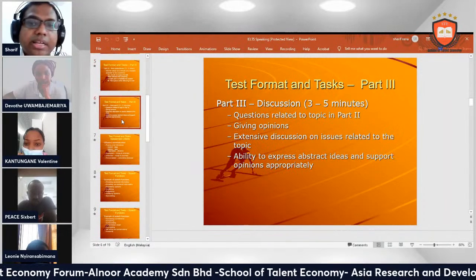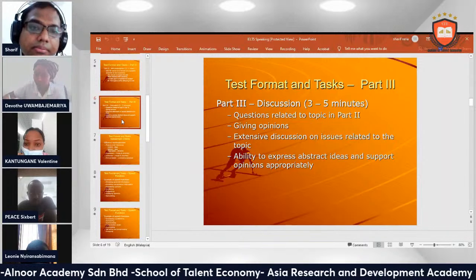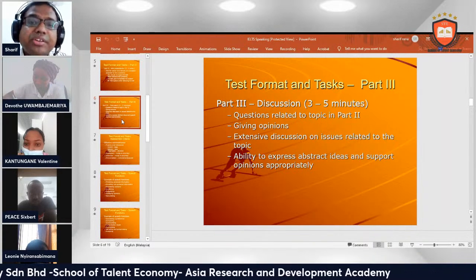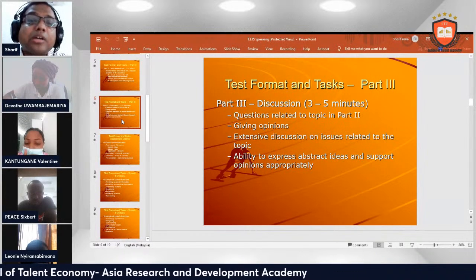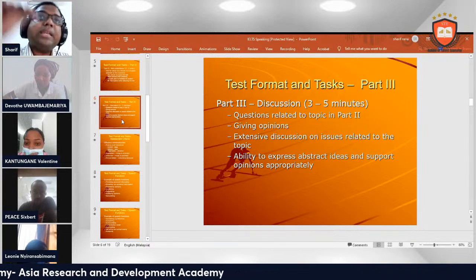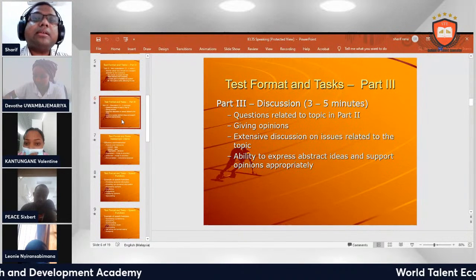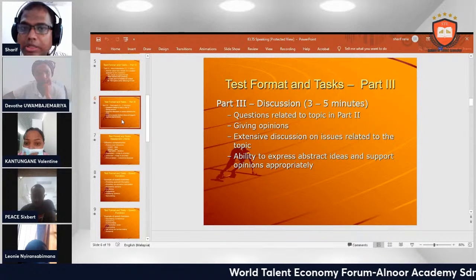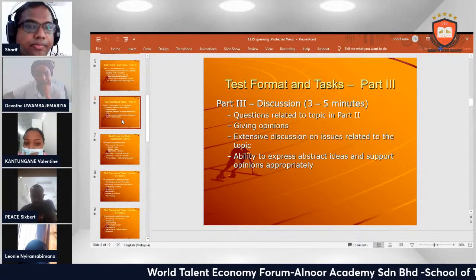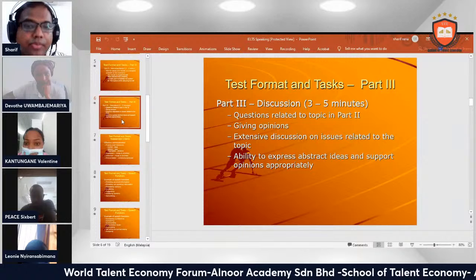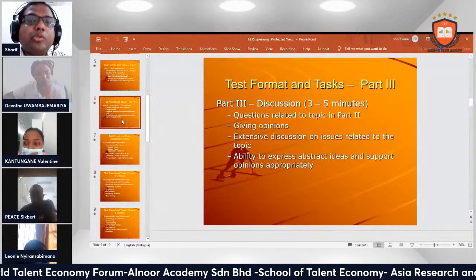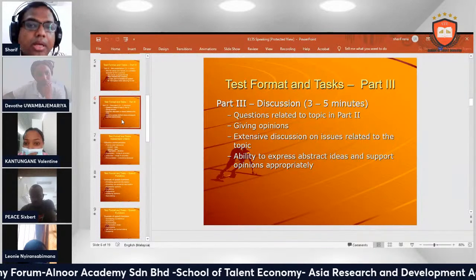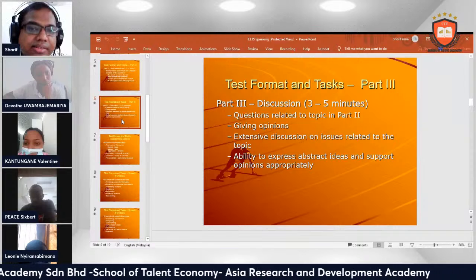Okay. Test format and task. Part 3, discussion: questions related to the topic in part 2. Let's say the examiner gives you a topic that you have to present yourself, on artificial intelligence in the healthcare system. So for example, you discuss for between 1 minute to 3 minutes about artificial intelligence in the healthcare system.